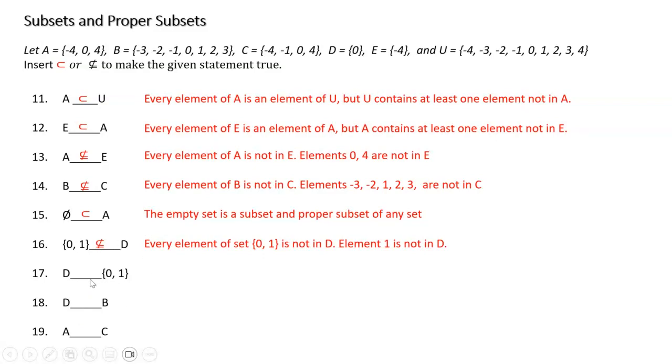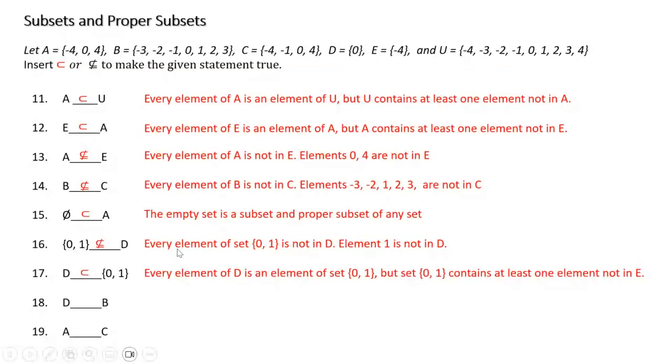Now, let's reverse it, right? Since D is first, let's look at D. D contains the element 0. Now, is 0 in the set 0, 1? Yes, it is, right? So the answer will be a proper subset. So every element of D is an element of set 0, 1, but set 0, 1 contains at least one element not in D. That's the explanation.